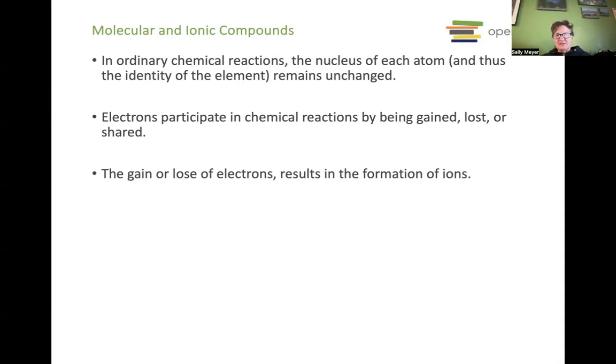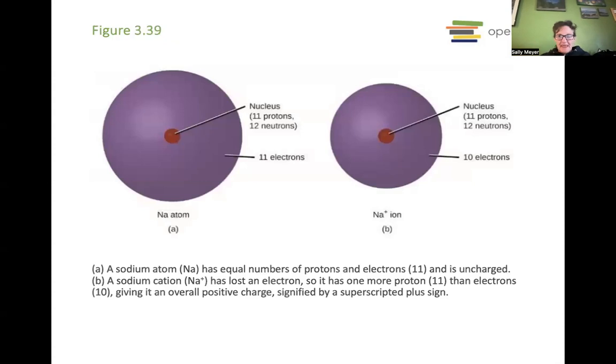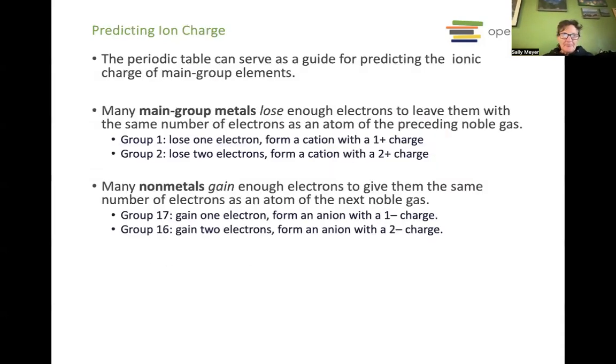So electrons participate in chemical reactions by being gained, lost, or shared. And those things will happen based on how easy it is to gain, lose, and share. So the gain or loss of electrons results in forming ions. So this is a picture of a sodium ion, and its outer electron is easy to pull off. It has a low ionization energy, so it's easy to make it into an Na plus ion, a cation.